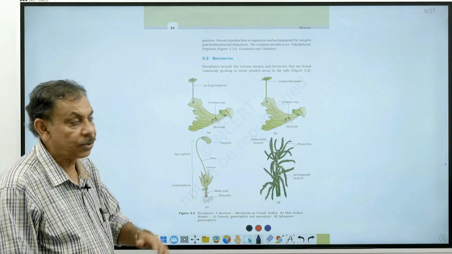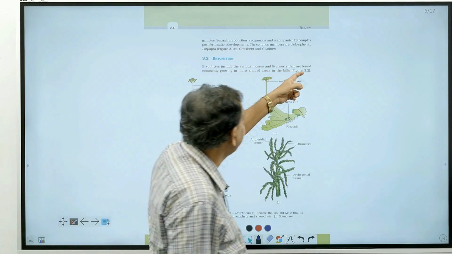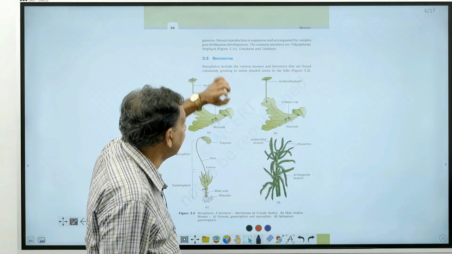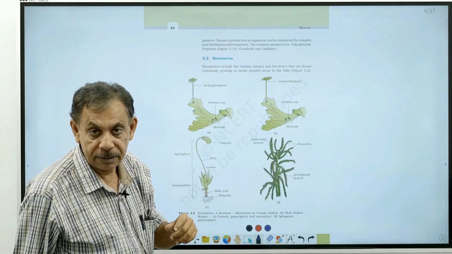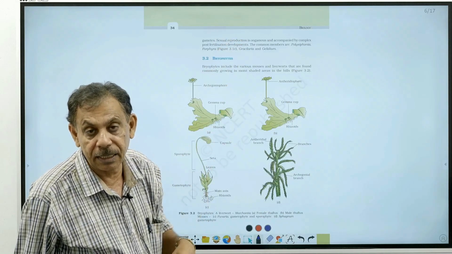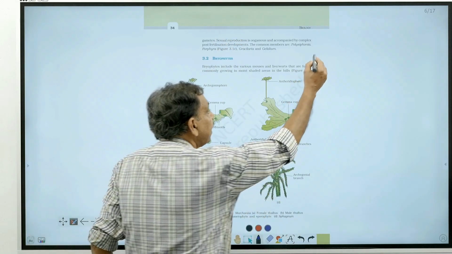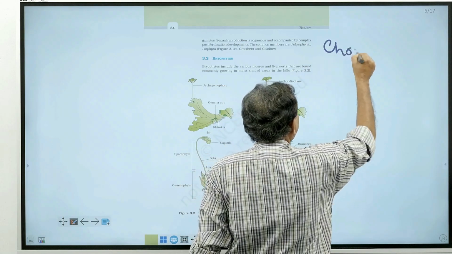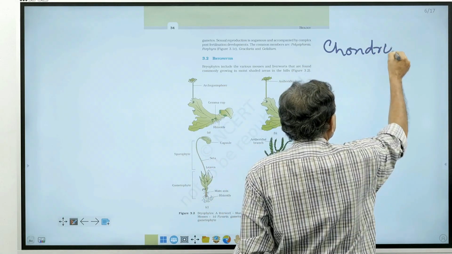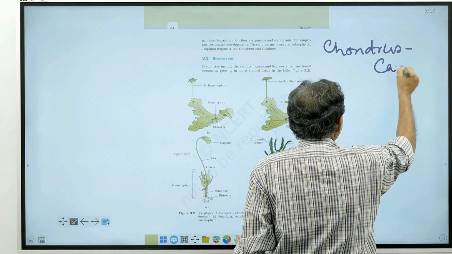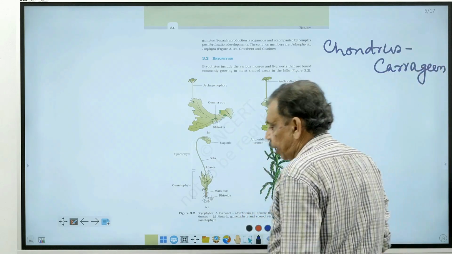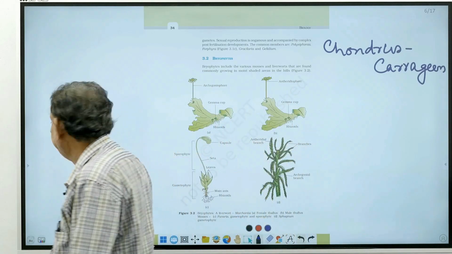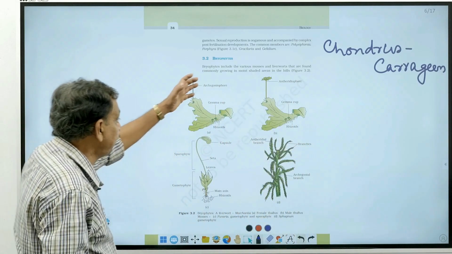We will come across the members of the red algae: Polysiphonia, Porphyra, Gracilaria, Gelidium. Gracilaria and Gelidium produce agar. Chondrus is an alga that produces carrageenan, a phycocolloid, a hydrocolloid. Now coming to bryophytes.